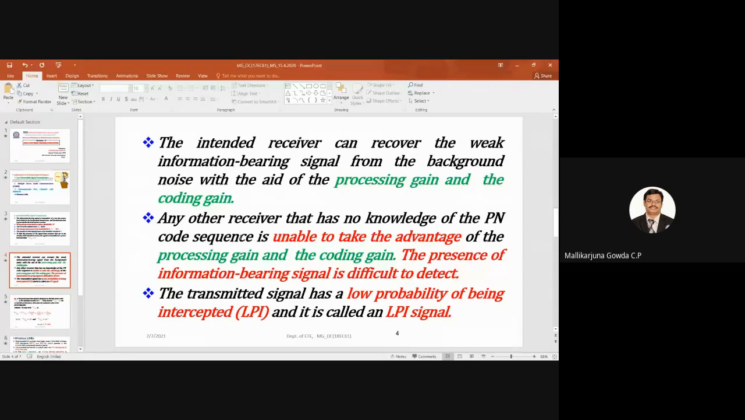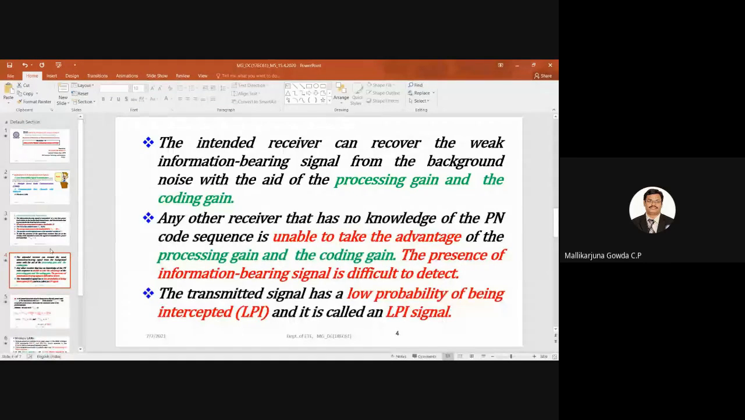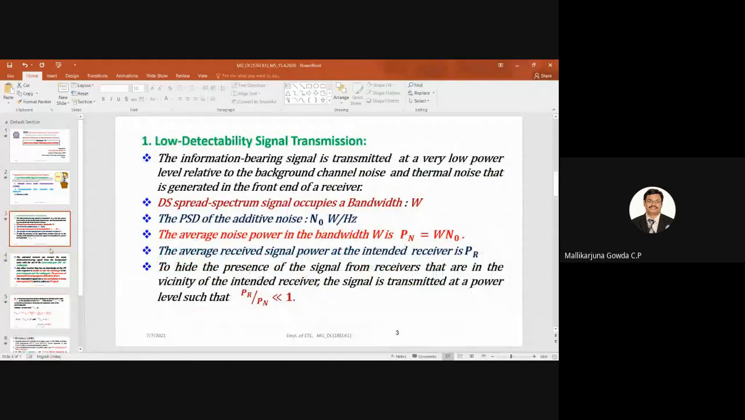Okay. Yes, hope you could catch the point. So what is the key point here? You need to take it. Any one of you can say. Yes, my dear students. What is the key understanding with respect to this low detectability? Yes, low detectability signal transmission. What is the key understanding here?